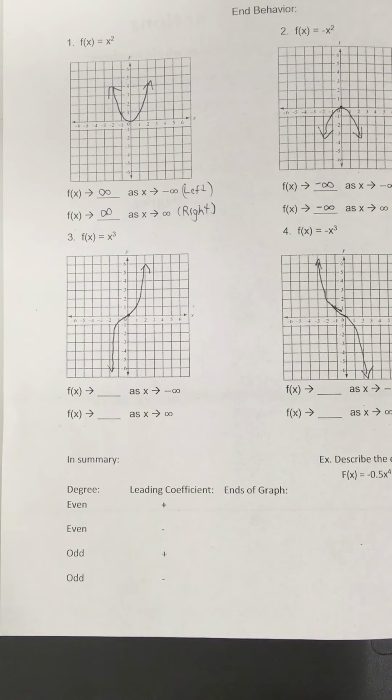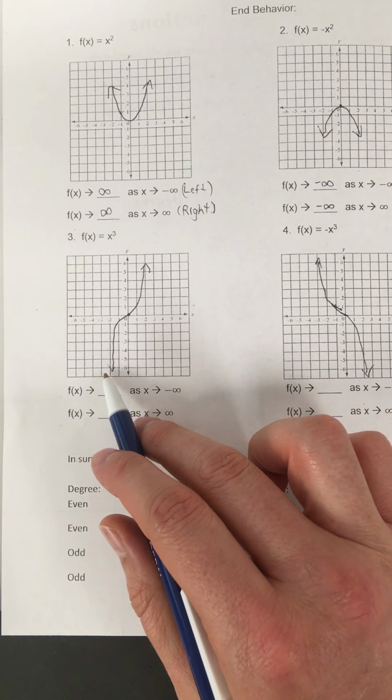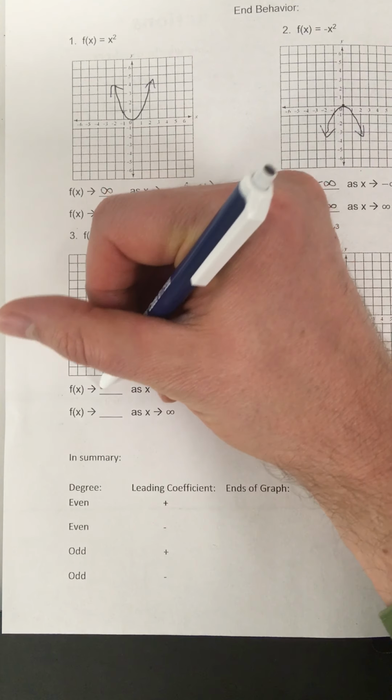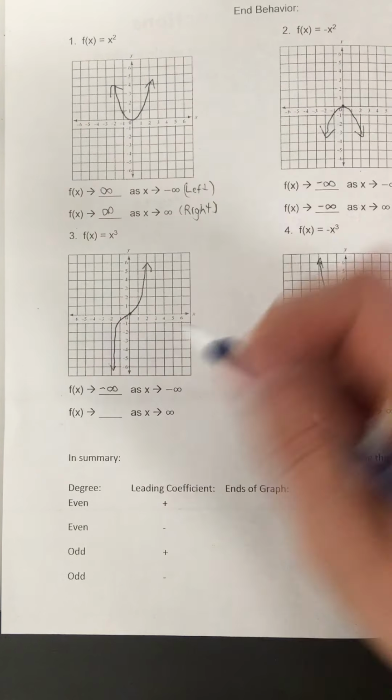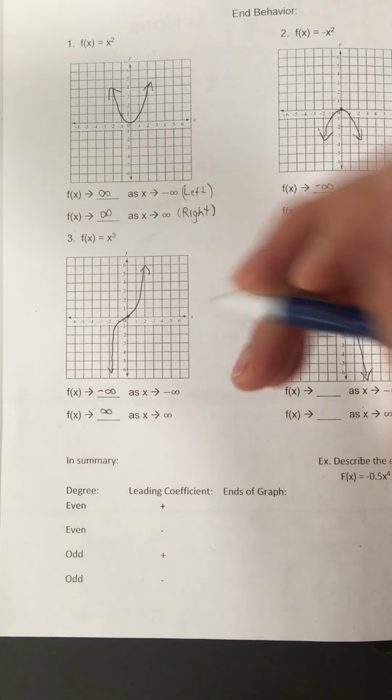Did you do it? I sure hope so. So let's check to see if you did it right. As you go to the left, is this graph going up or down? It's going down. So as you go to the left, as x goes to negative infinity, that graph f of x is going down to negative infinity. As you go into the right, it's going up to positive infinity.